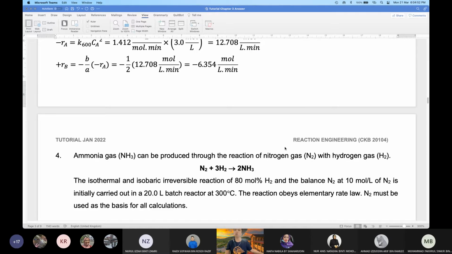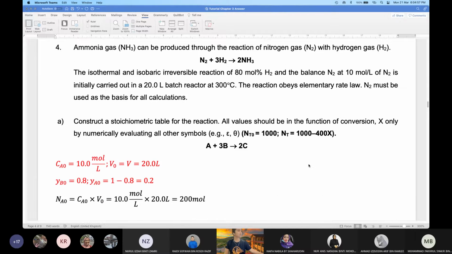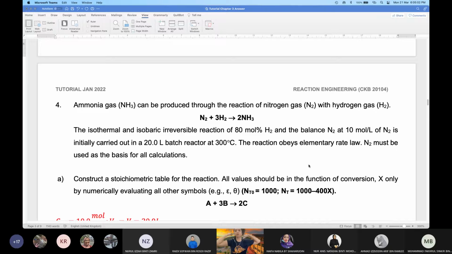Okay, so for your homework, when you have extra time, please attempt question number 4 by yourself. Question number 4 is a little bit challenging, so I would like you to try by yourself. As usual, find the answer memang ada dalam soalan. Try to see whether you can do question number 4 on your own. If you can, by right means you are ready for exam, not ready for exam lah, means you understand the concept of doing stoichiometric table for batch reactor.